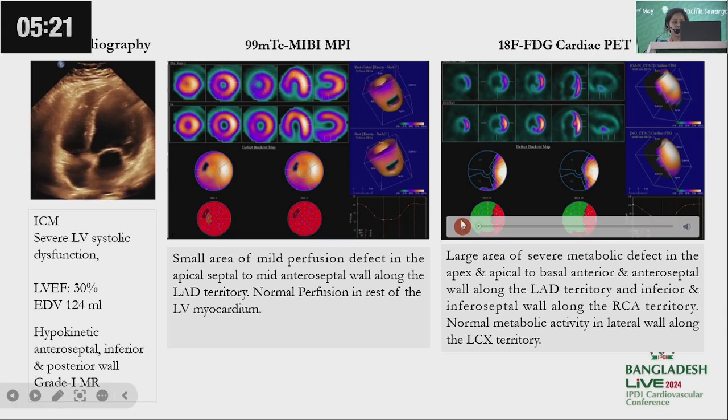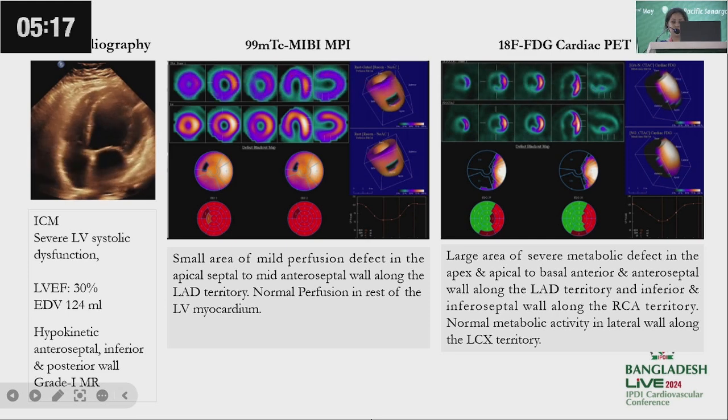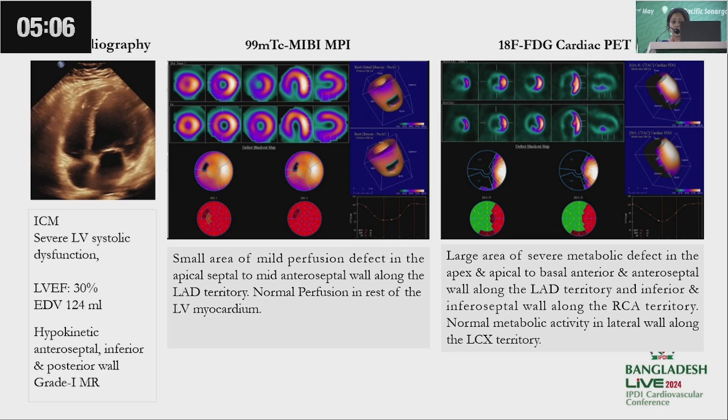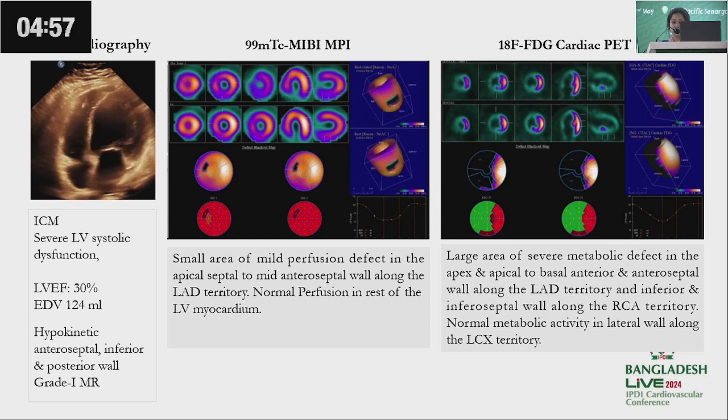The first one is the perfusion imaging. Perfusion imaging shows quite normal perfusion, only a small septal, anteroseptal defect in the LAD territory. When we performed the FDG cardiac PET viability imaging, there is a large metabolic defect. You can see in the second picture, the large metabolic defect involving the anterior, anteroseptal, inferior and inferoseptal wall. That means in the LAD and RCA territory. And the lateral wall shows normal metabolic activity.